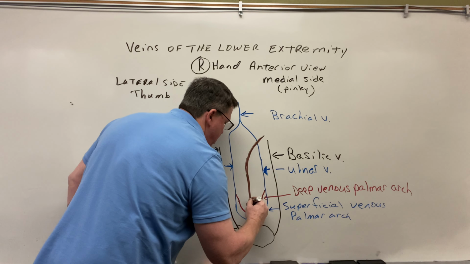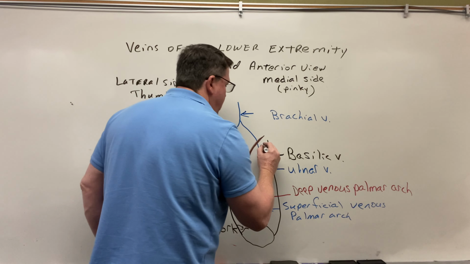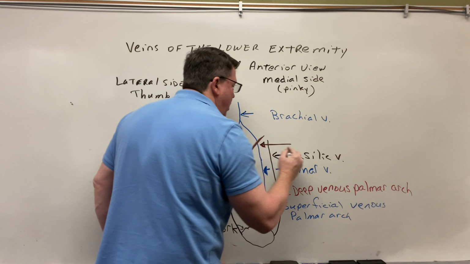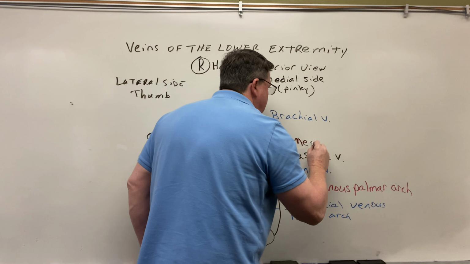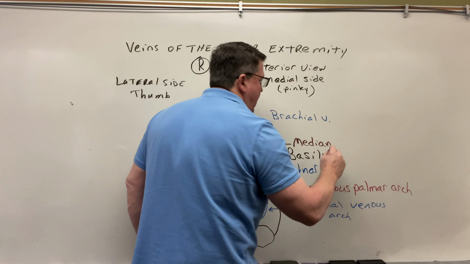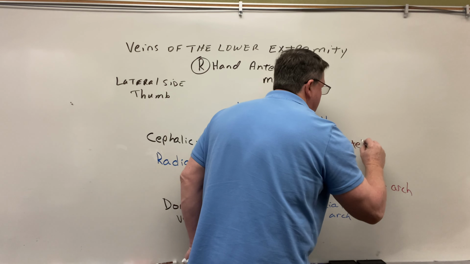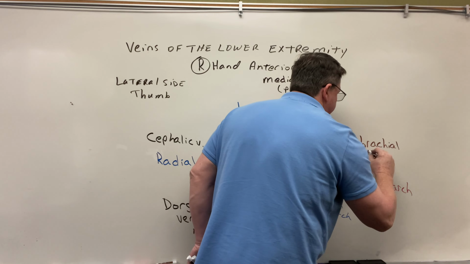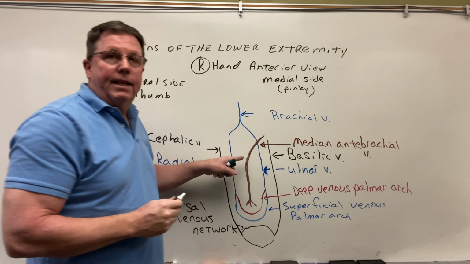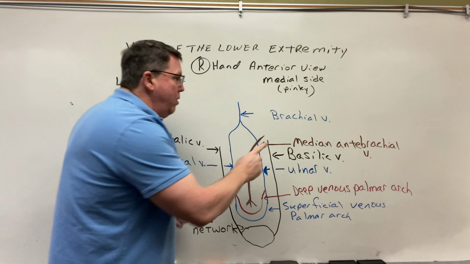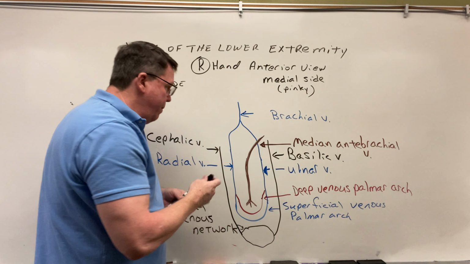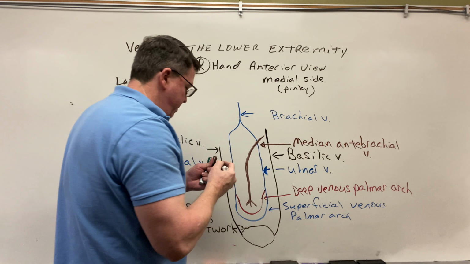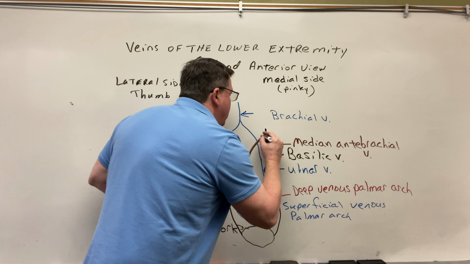So let me just go like this, and then this right here, this brown one, is going to be called the median antebrachial vein. Okay, so this is my median antebrachial vein. Now, I'm showing the median antebrachial vein. It's going to come up here and connect with my basilic vein. Okay, so it's going to connect with this.